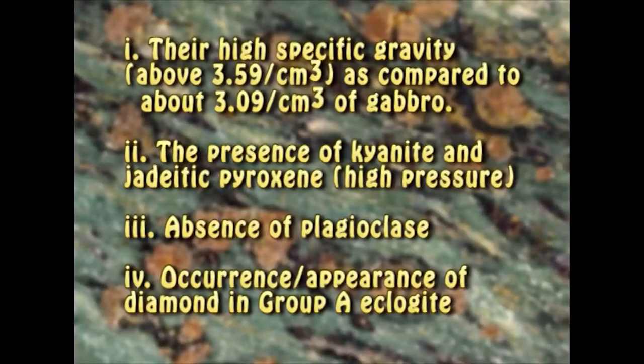The evidence of formation of eclogites at very high pressure are shown by, first, their high specific gravity, above 3.59 gram per cubic centimeter as compared to about 3.09 gram per cubic centimeter of gabbro. Second, the presence of kyanite and jadeite pyroxenes, which are usually present at very high pressure. Third, absence of plagioclase. Fourth, occasional appearance of diamond in group A eclogites.